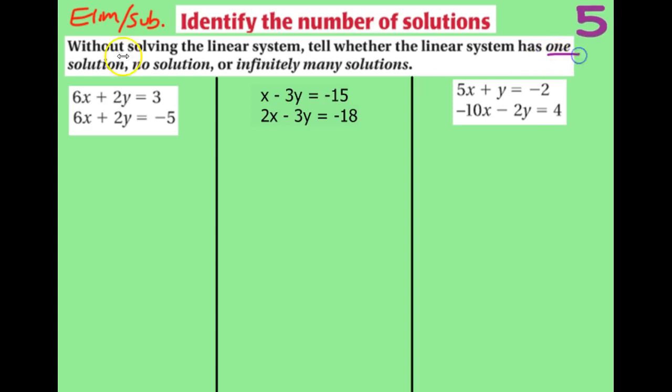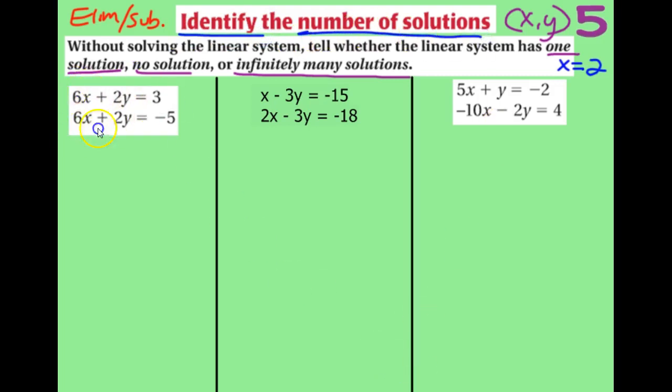So it's going to have either one solution, meaning you're going to have an answer x comma y. It doesn't ask you to find it though. It says, without solving, tell whether it has one solution, no solutions, or infinitely many solutions. So if you figure out what x is in an equation, let's say x equals 2, you don't have to plug it back in. You can just write one solution. It's not asking you what it is, it's asking you how many solutions there are. Identify the number of solutions.